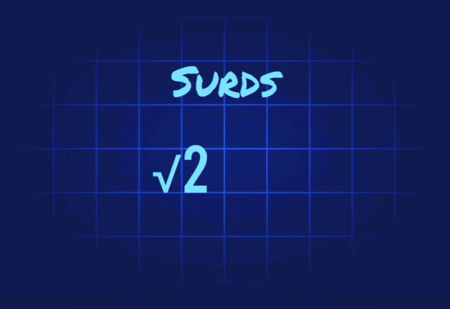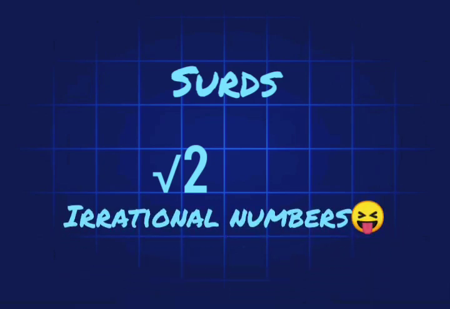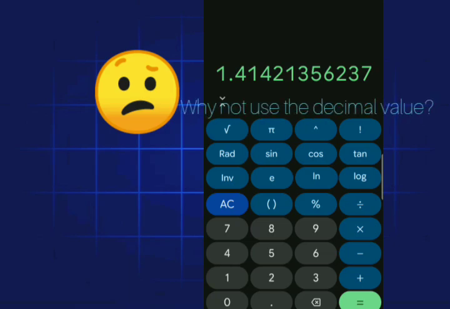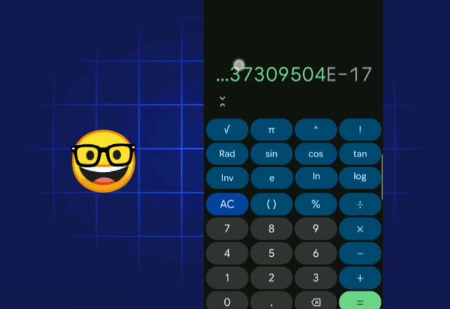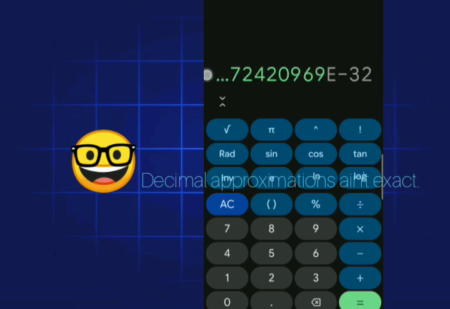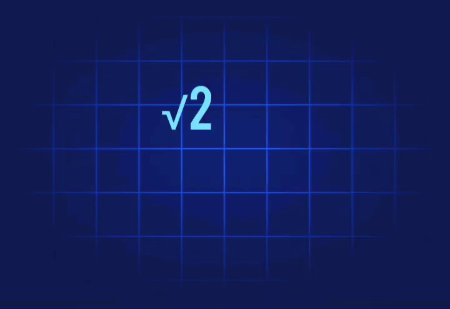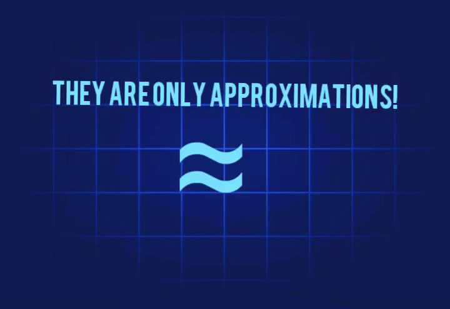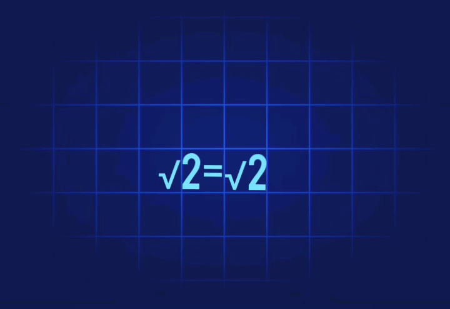That's because the square root of 2 is an irrational number. It's a decimal expansion that continues forever without repeating. So why not just use its decimal value? Because decimal approximations aren't exact. The square root of 2 is not exactly 1.41, it's not exactly 1.414, and it's not even exactly 1.41421356. Those are only approximations. The square root of 2 is just exactly the square root of 2.